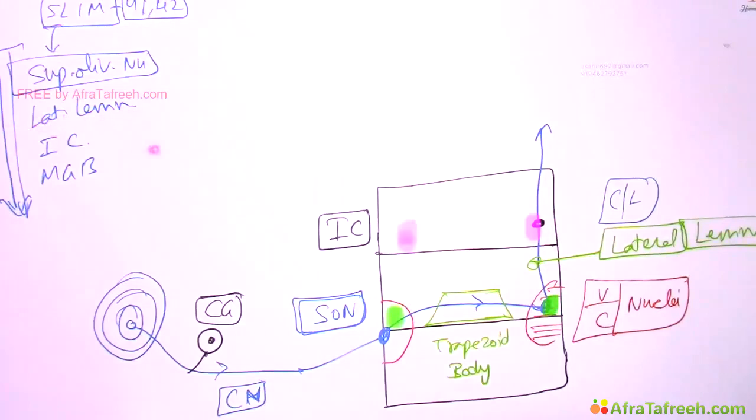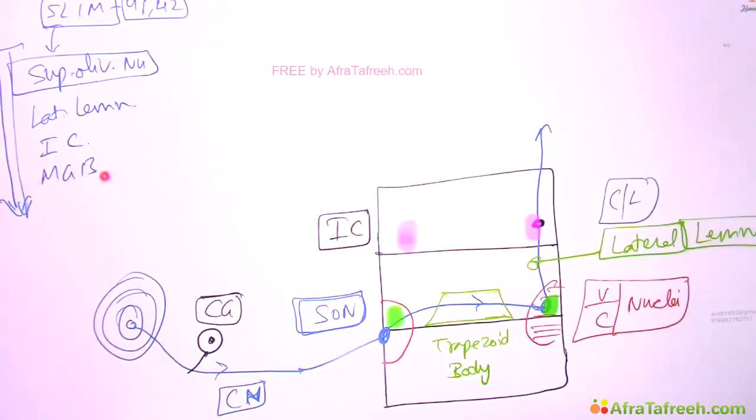L, I: inferior colliculus. Now M: medial geniculate body. So the superior olivary nucleus gives the second order neuron, and the second order neuron runs as the lateral lemniscus to synapse with the third order neuron, which is the inferior colliculus. And the fourth order neuron is here in the medial geniculate body. So can we go to the medial geniculate body, now the fourth order neuron?